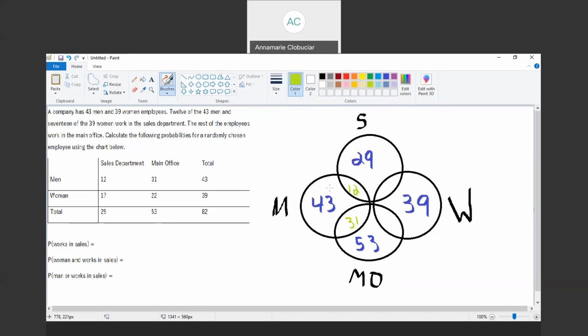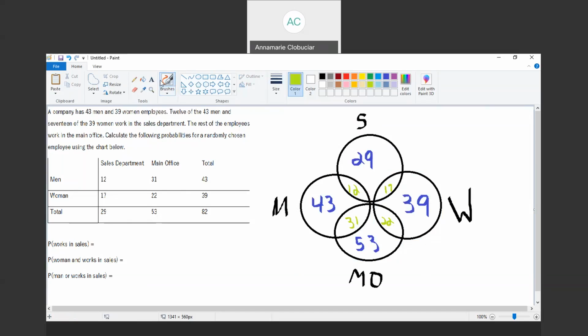The next thing we're looking at is women. Women in sales is 17, and women in the main office is 22. So that's how we fill out the Venn diagram. Again, if we add 17 and 22, you would get 39. That's just a nice way to double check everything. If we did 12 and 17, you get 29. 31 and 22 is 53. So now we'll move on to the actual problem.